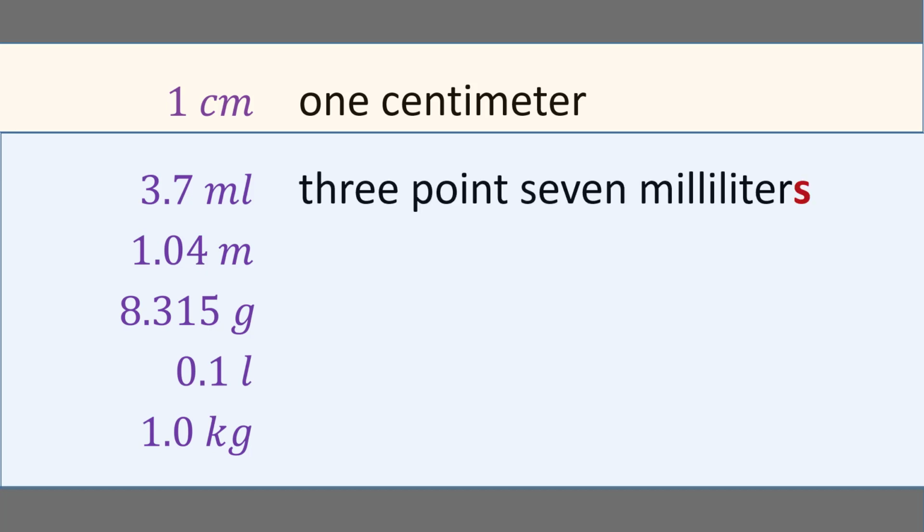The first one is 1 centimeter. Centimeter is a countable noun. 1 centimeter, 2 centimeters. Next, 3.7 milliliters. This is a plural noun. You need an S.